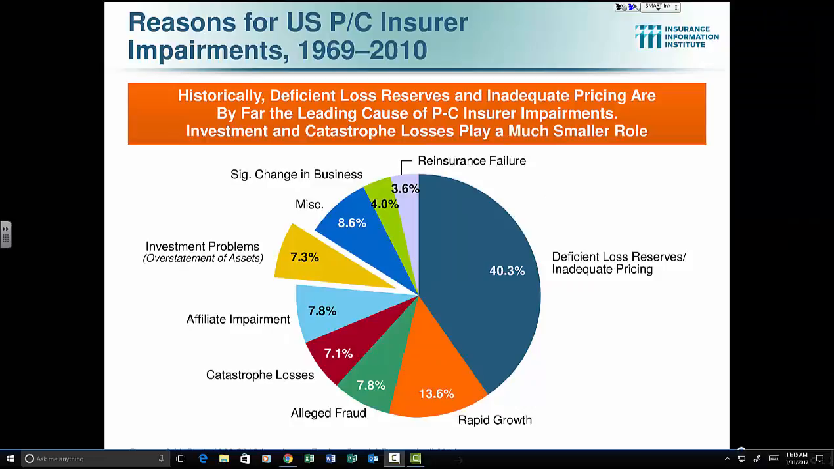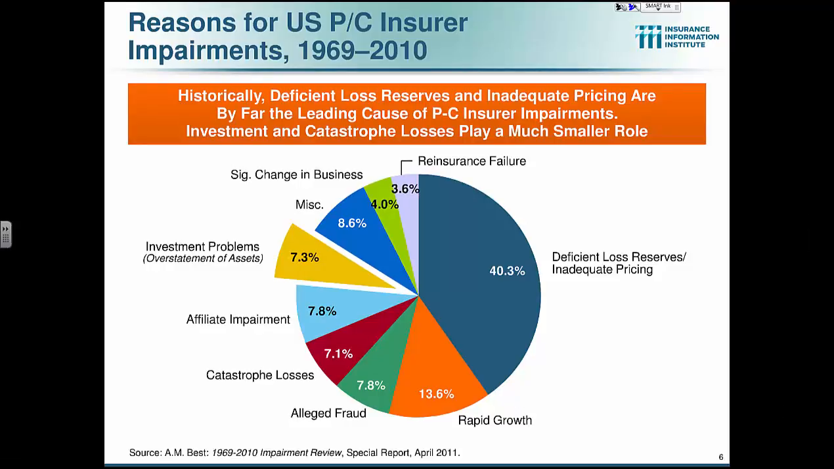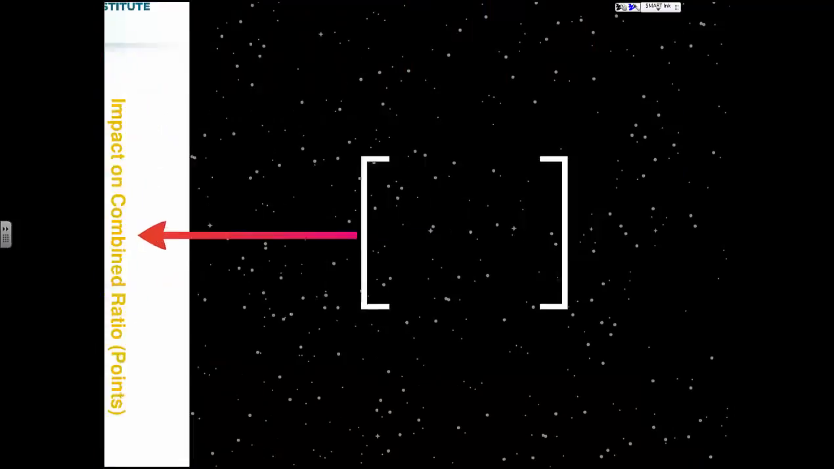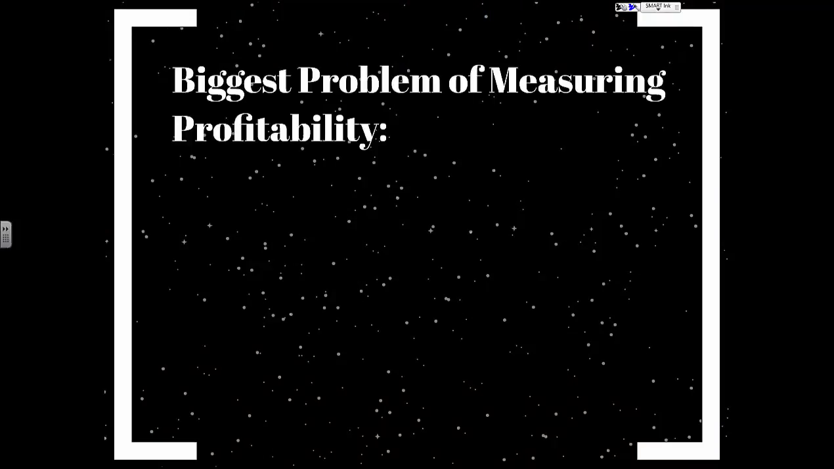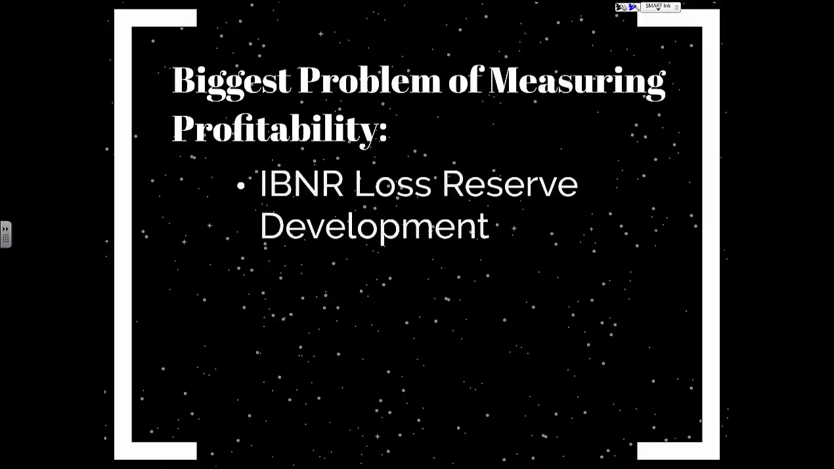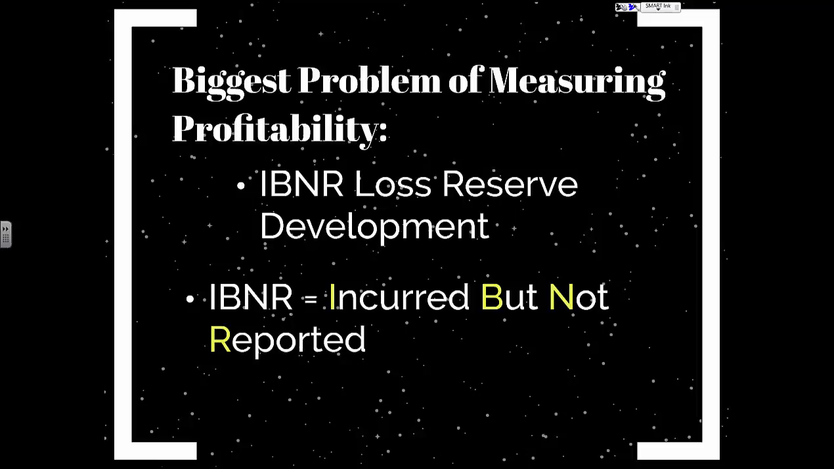Deficient loss reserves and inadequate pricing are by far the most common cause of insurer impairments. In fact, there is one component of loss reserves that leads primarily to inadequate pricing and ultimately to impairments. And it is also the biggest problem of measuring insurer profitability, and that is IBNR loss reserve development. IBNR, or incurred but not reported losses, are the most difficult loss reserves to measure. IBNR reserves are reserves set aside for losses that have already happened but have not even been reported.